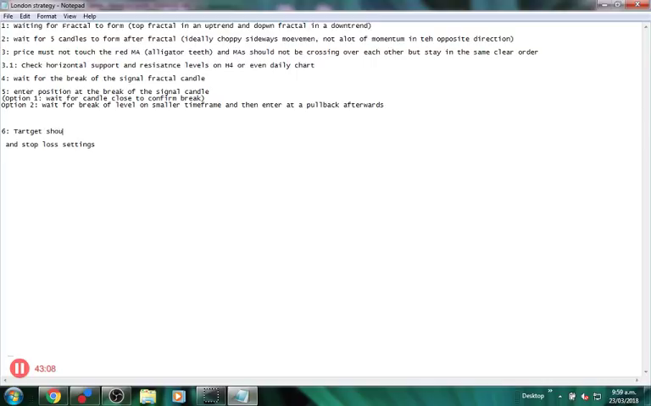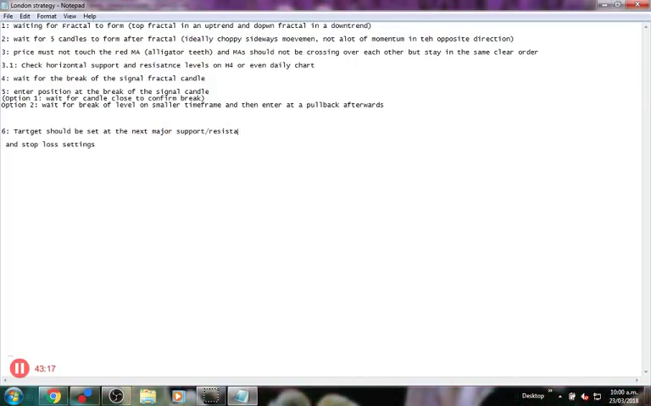Targets should be set at the next major support or resistance level. And the option to close part of the position at the first resistance level and leave the other part open.